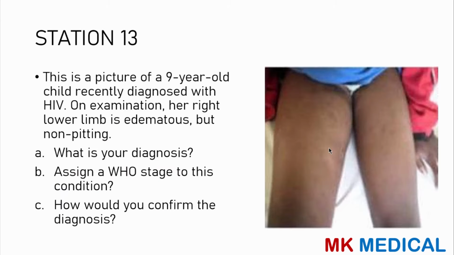Station 13. This is a picture of a 9-year-old child recently diagnosed with HIV. On examination, her right lower limb is edematous but non-pitting. What is your diagnosis? Assign a WHO stage to this condition. How would you confirm the diagnosis? So you can pause the video right now.